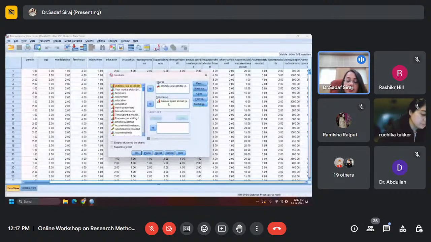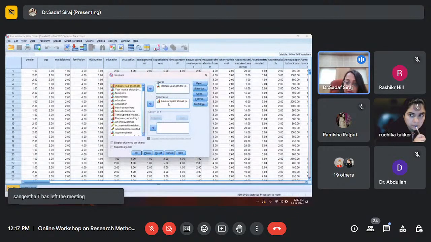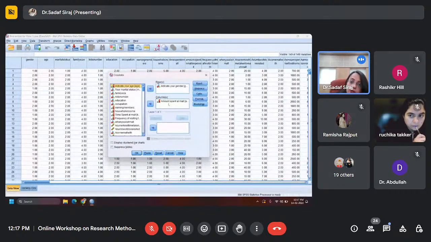So, whenever we write that there is no difference between the gender and their amount spending behavior in the mall, this is a null hypothesis. And the alternate hypothesis is what we want to prove. This is that there is a difference between males and females and their amount spending behavior in the mall.